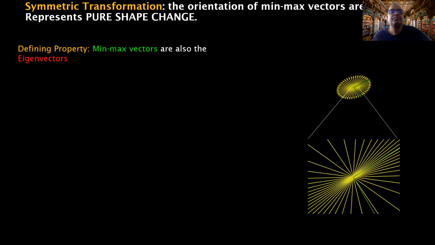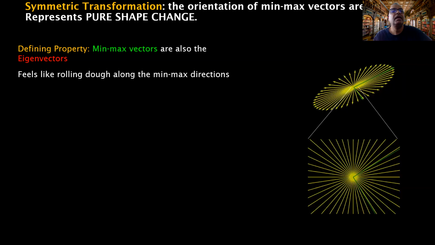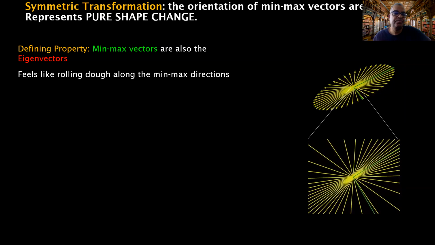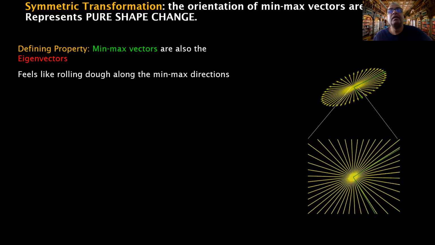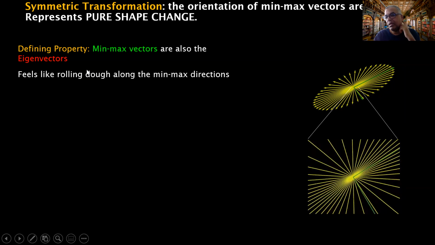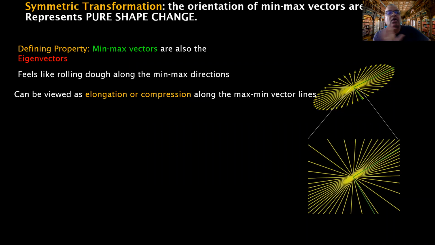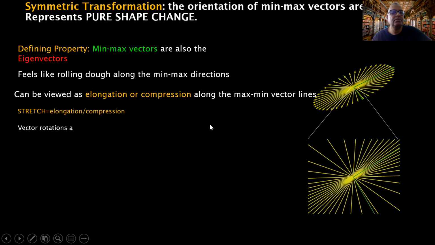Symmetric transformation: the orientation of the min-max vectors is unchanged. They represent pure shape change. So in a symmetric transformation, the min-max vectors and eigenvectors are the same. If you're used to making dough, whether you make a tortilla or a chapati or something, then you know what this means. You can view this as elongation or compression along the min-max vector lines. That is what is happening. Stretch means elongation or compression.